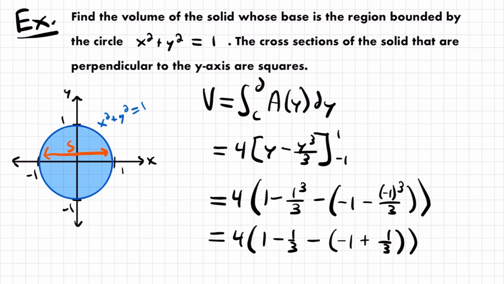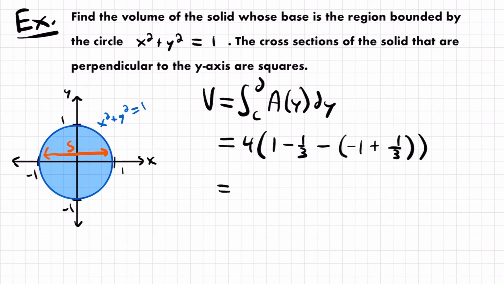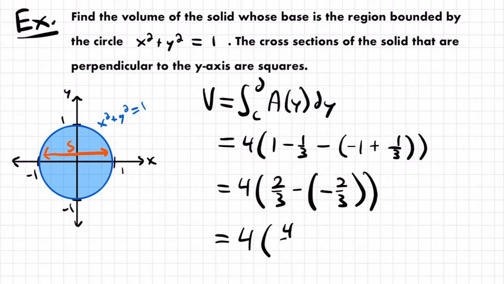And now if we clean up our work again, we can simplify, and this will be equal to 4 times 1 minus 1/3, that's equal to 2/3, minus -1 plus 1/3, which is equal to -2/3. All right, and then 2/3 minus -2/3 is the same as 2/3 plus 2/3, and so this is equal to 4 times 4/3, which is equal to 16/3. And so 16/3 is the volume of the solid that has a circular base and cross-sections that are squares that are perpendicular to the y-axis.